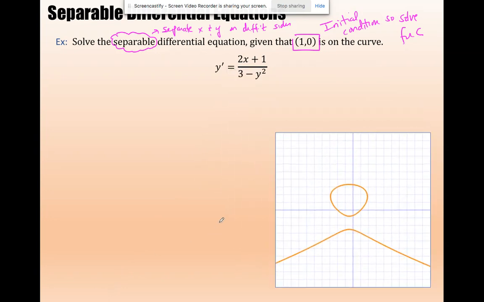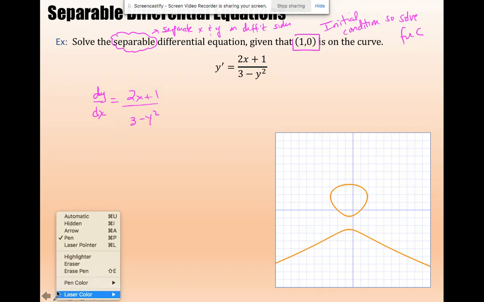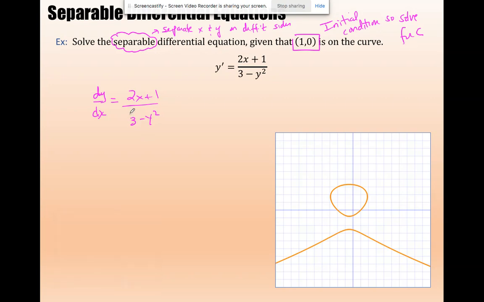That's what the graph of the original looks like. Notice it's not a function, right? Here is the original graph. It is not a function. Its derivative is in terms of x and y. To find the original equation, I need to, this is a derivative, right? dy dx. I'm going to take all the y stuff and move it over to t'other side.